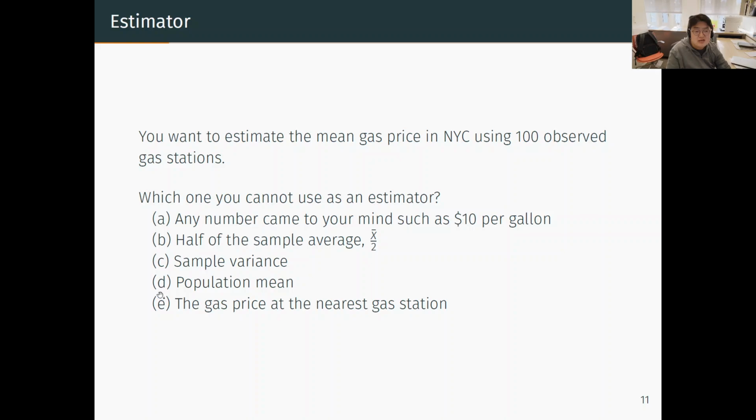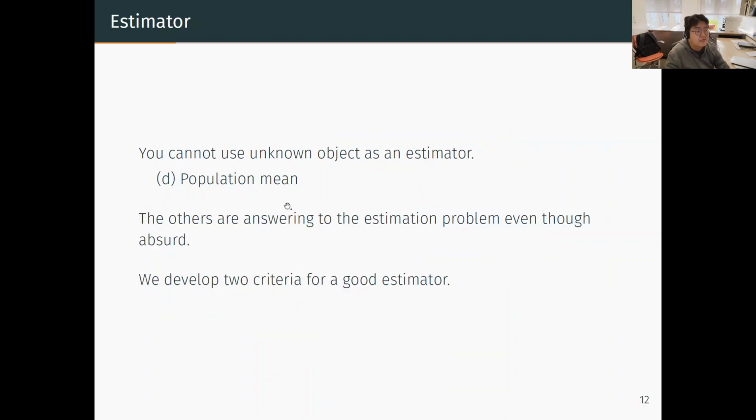At least the other answers are usually wrong, but anyhow they are a number, right? So you ask me what is the mean gas price? Well, I may say $1 million per gallon. It is obviously wrong, but at least it is a wrong answer. But D is not even an answer at all. So you cannot tell if it's right or not because you cannot calculate that.